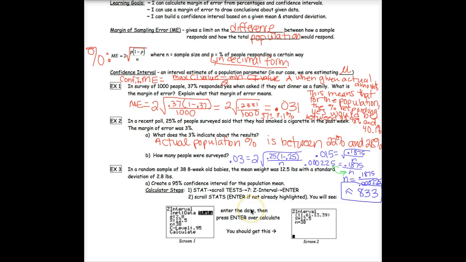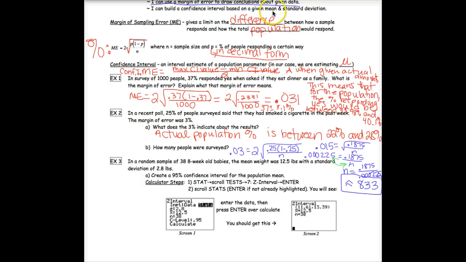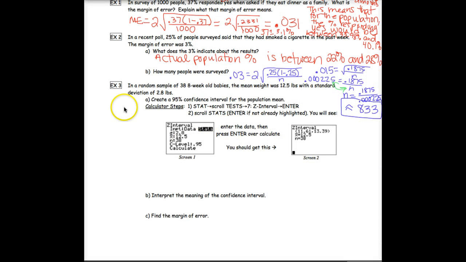So notice that we've done two different things. We have calculated margin of error from percentages, so we did this. We used margin of error to draw conclusions. The conclusions included how many people were surveyed and what the actual population response would be. So now we have two little pieces left. We need to be able to build a confidence interval, and we need to be able to calculate margin of error from confidence intervals. So, example 3.